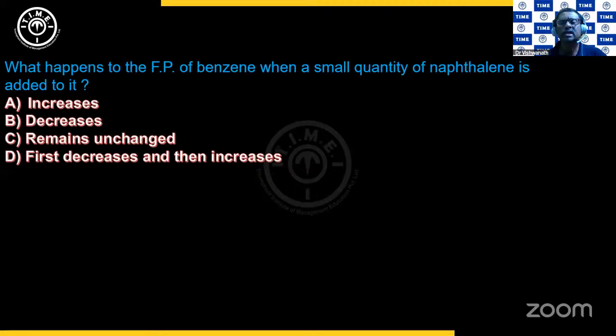What happens to the freezing point of benzene when a small quantity of naphthalene is added to it? Shall we say that naphthalene is a non-volatile solute? So when a non-volatile solute is added to a solvent, right, what will happen? There will be a decrease in the freezing point. So freezing point will decrease. Clear? It's a straightforward question.